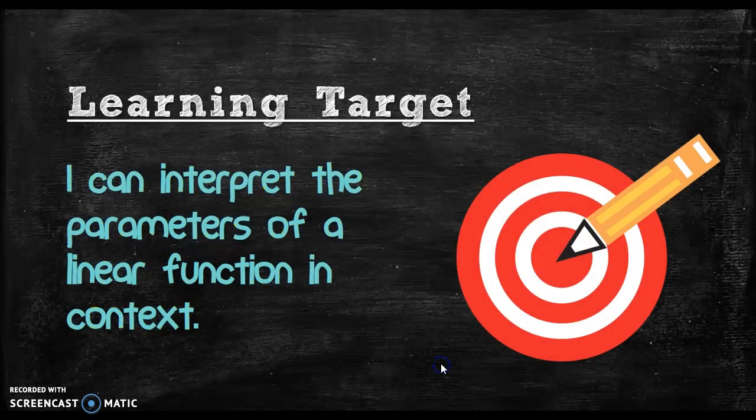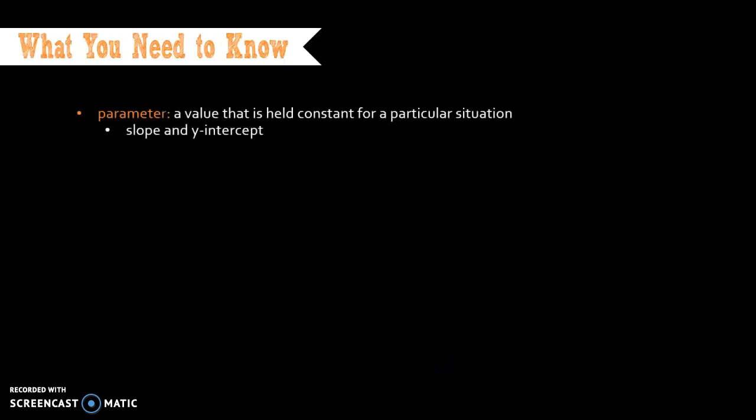I can interpret the parameters of a linear function in context. Here's what you need to know. A parameter is a value that is held constant for a particular situation. So, for example, your slope and your y-intercept are called parameters.